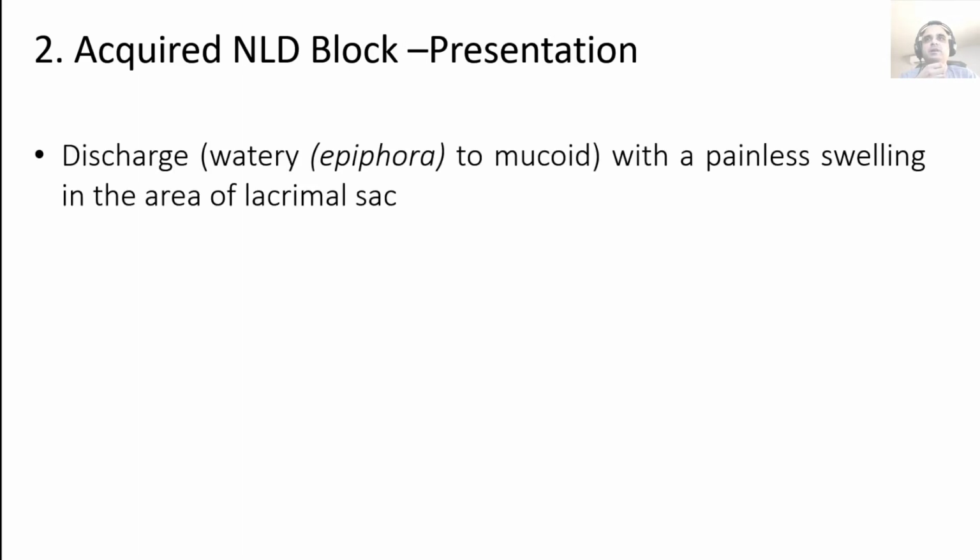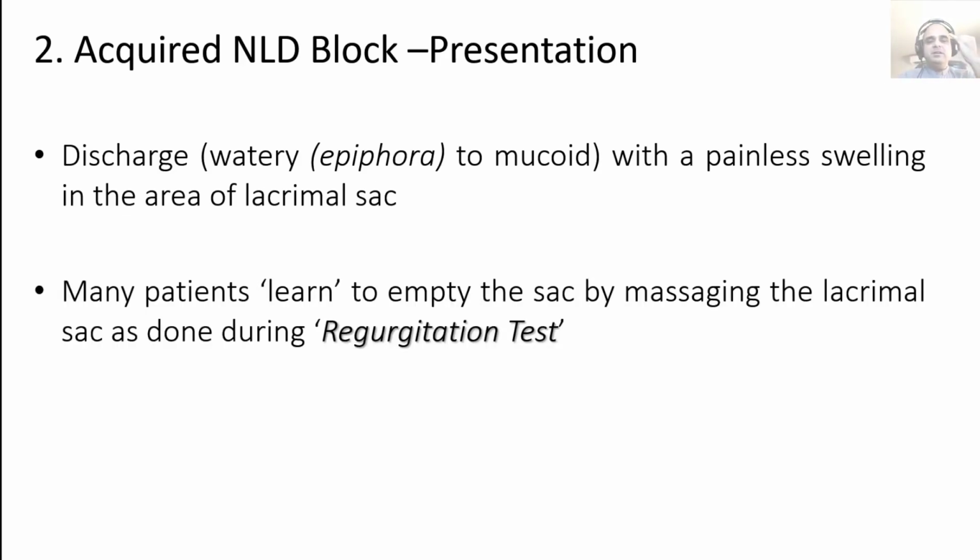So how does a patient present? Well, a patient presents with a watery eye. This is again epiphora, because of a problem with drainage, and a painless swelling in the lacrimal area. The painless swelling is a sac that has distended, and many patients learn how to get rid of the swelling simply by pressing on it, which reduces its size, and they do a self-regurgitation test. They press the area where the swelling is, and as they press the swelling, it causes a regurgitation of the fluid that's accumulated in the sac back into the eye.